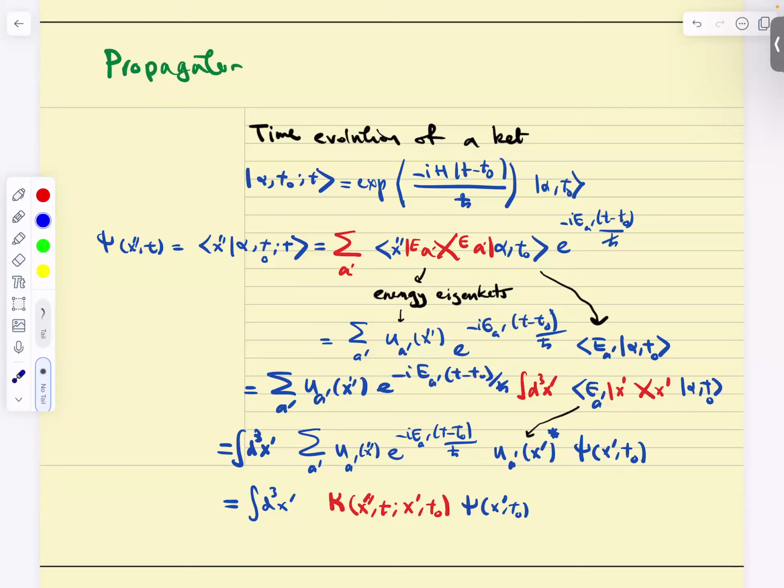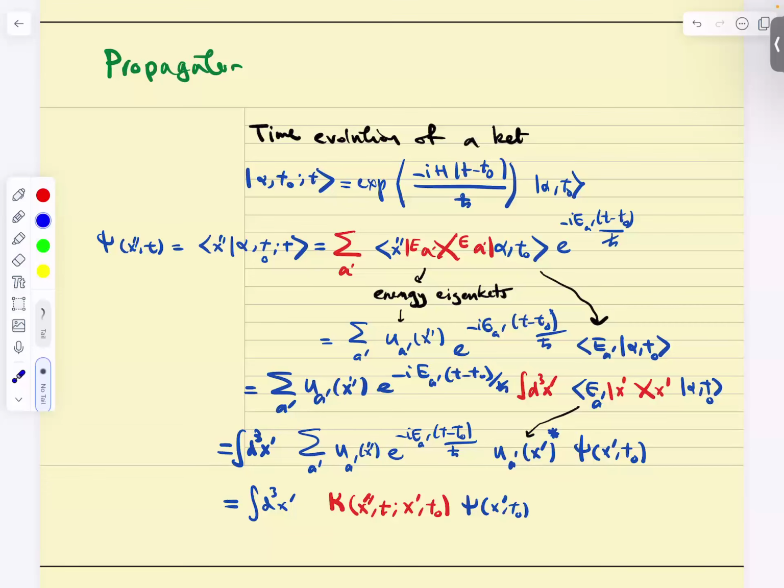All right. First thing, I'm going to put a resolution of identity for energy eigenkets in the middle. Why do I do that? So that the action of this guy on the energy eigenket from the left gives me a phase, and I can bring the phase out.